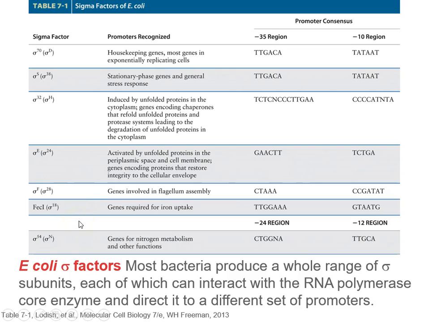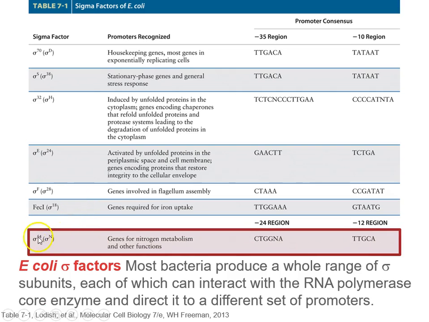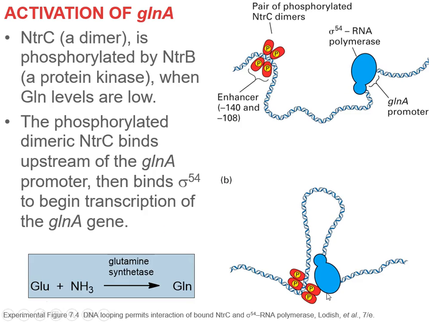So how about now we use an example? Let's talk about this sigma 54. Sometimes it's called sigma N because it regulates the genes involved in nitrogen metabolism. So we have a -35. Oh, sorry, here it's a -24 region and a -12 region. This is analogous to the -35 and the -10, but it's located in a slightly different place. So let's see how this works.